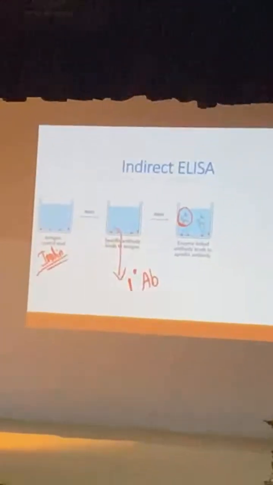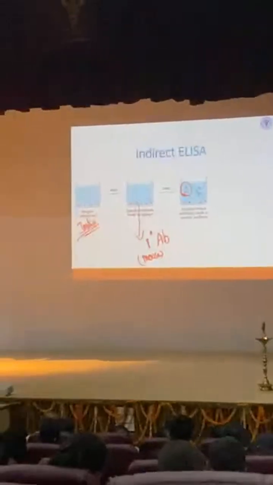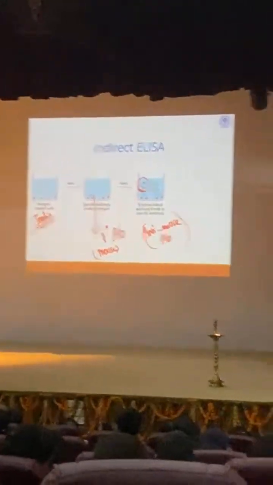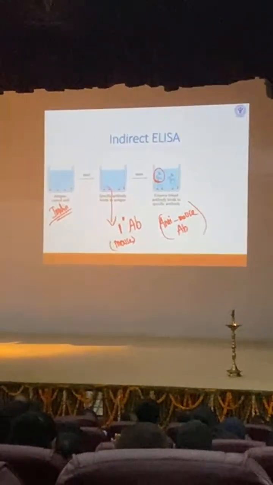Mouse will produce the antibody. So the primary antibody is the mouse antibody. So the secondary antibody will be nothing but anti-mouse. Is this clear? So it should be species-specific antibody.